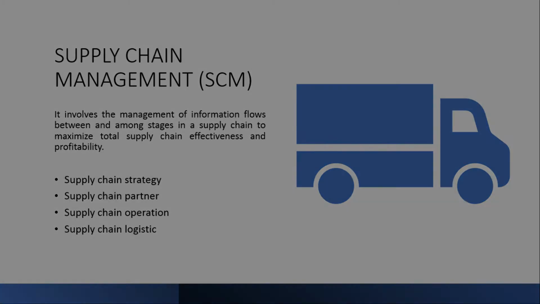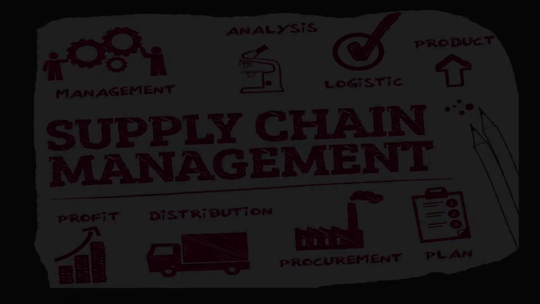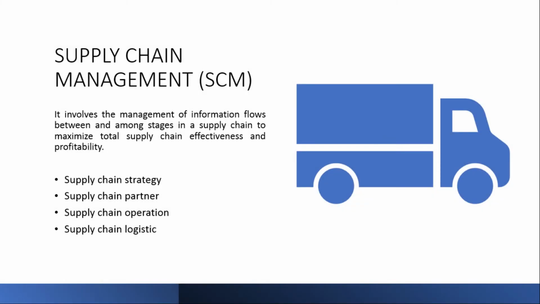Supply chain management involves the management of information flows among stages in the supply chain to maximize total supply chain effectiveness and profitability. There are 4 basic components of supply chain management: supply chain strategy, supply chain partners, supply chain operation, and supply chain logistics.